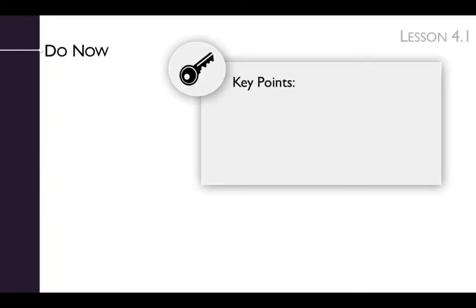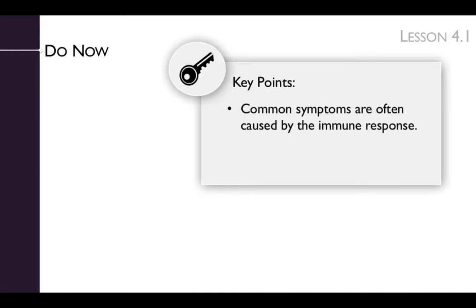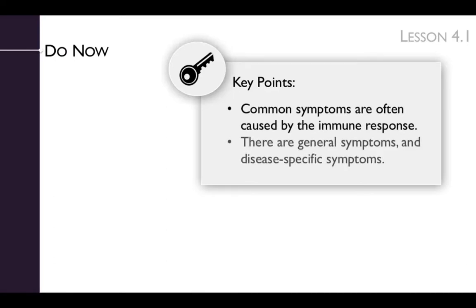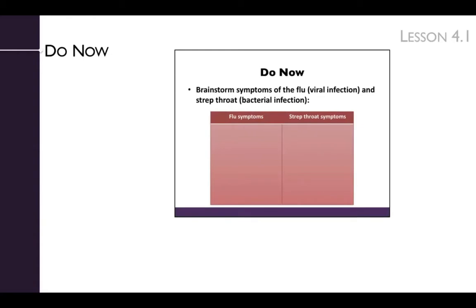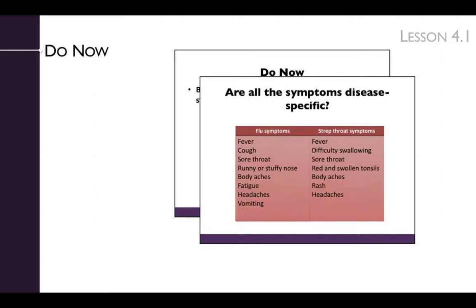The key points of the Do Now are that common symptoms are often caused by the immune response, and there are general symptoms and disease-specific symptoms. The Do Now begins by brainstorming the symptoms of the flu and strep throat. The students will see that many of the symptoms are general or common to lots of diseases.